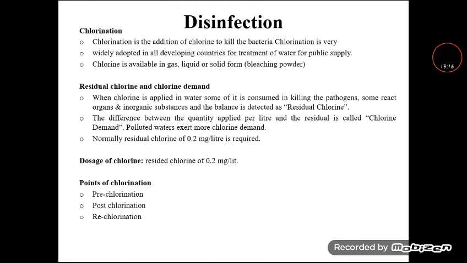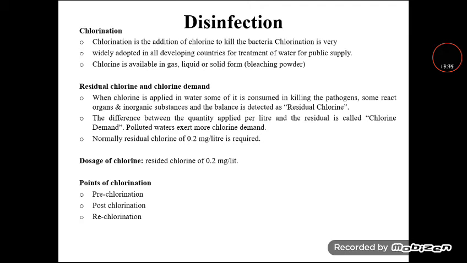Okay, post-chlorination is when the chlorine is added after all the treatment is completed, that is, after preliminary, primary, and secondary treatment. If you keep the chlorination tank there, then it is called post-chlorination.